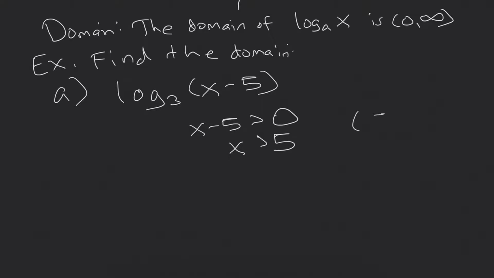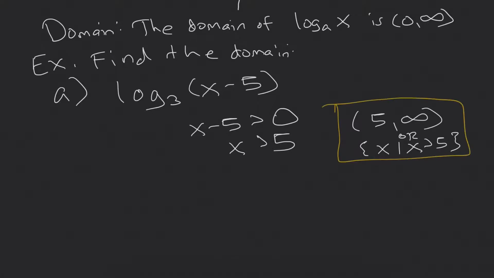So I can add 5 to both sides. I get x is greater than 5, and then however MyLab wants you to write the answers, maybe in interval notation, maybe in set notation, whatever it wants there, keep it happy. And so again, just to recap, they're very similar to square roots. For logarithms, though, it has to be strictly greater than 0.